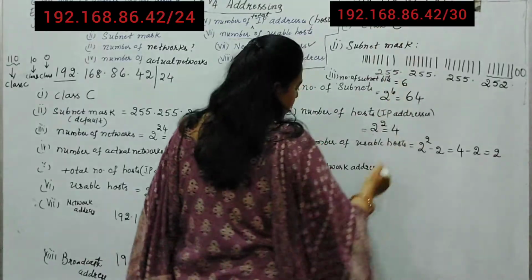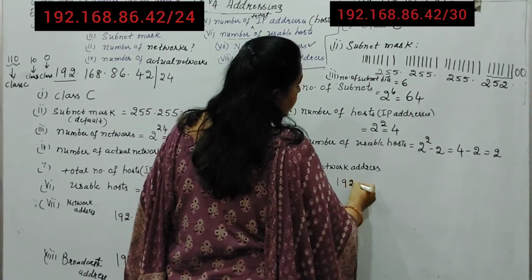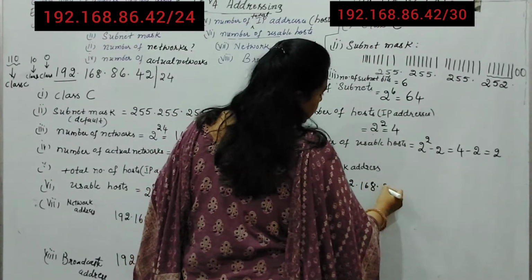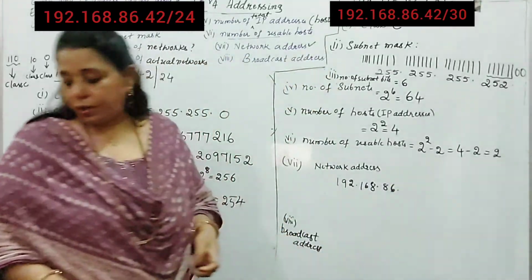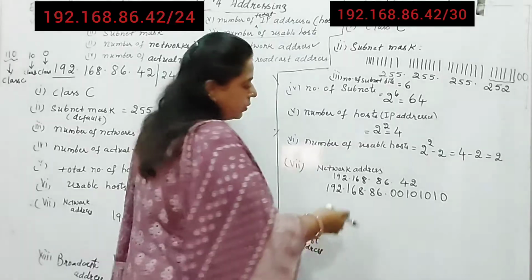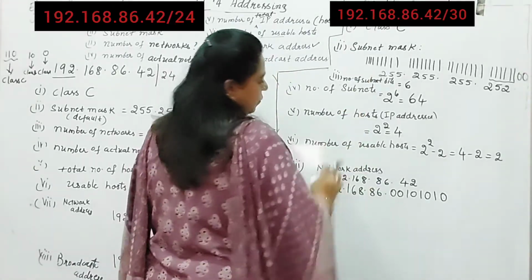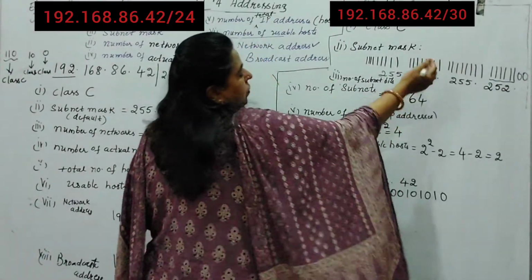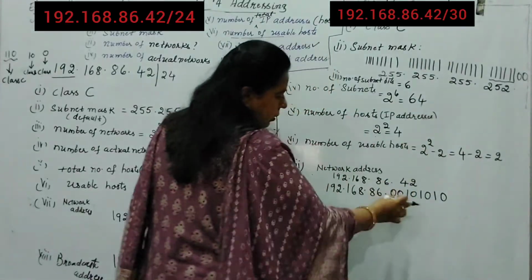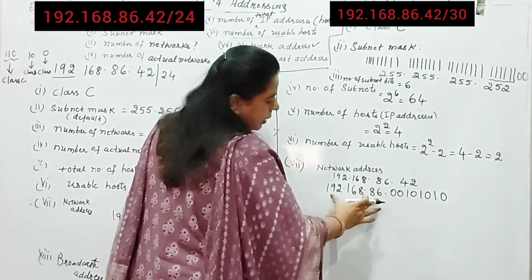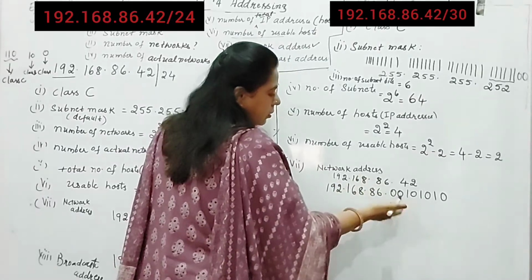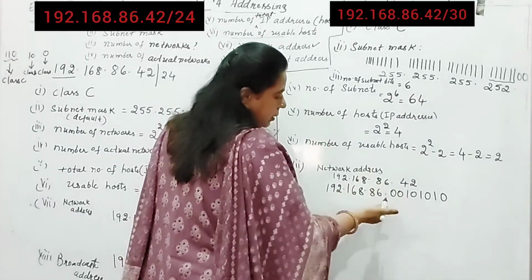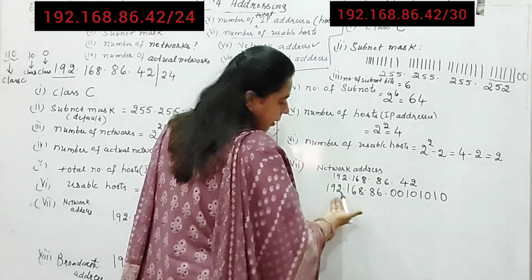Anyway, 24 is not going to get disturbed. 192.168.86, only 42, the last byte number 42, I'll write it in binary. Now what exactly you need to do is find out the network address, and you know the prefix length is 30, so 30 bits you have to keep as they are. That's the reason I'm not converting these 3 bytes into binary, because 24 bits you need to keep as they are.